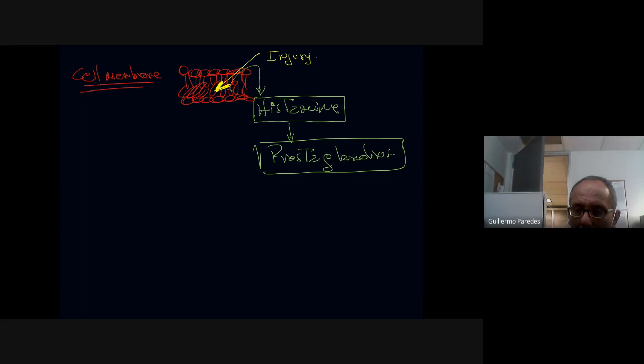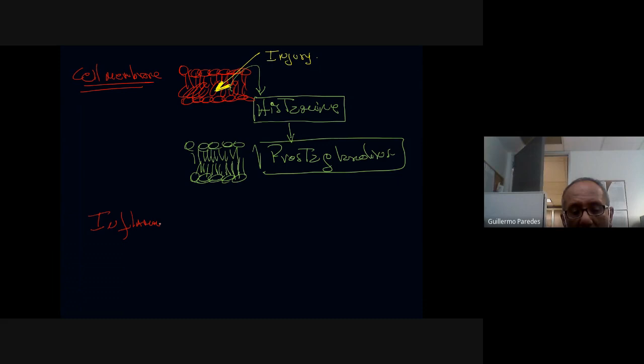So this histamine is going to activate the prostaglandins that are located in the cell membrane of the cells. They are located in all the cells of the body. Whatever is injured, whatever damages some cells, all the cells have the same response. They are going to release prostaglandins. So let's talk a little bit about inflammation just to make it easier.